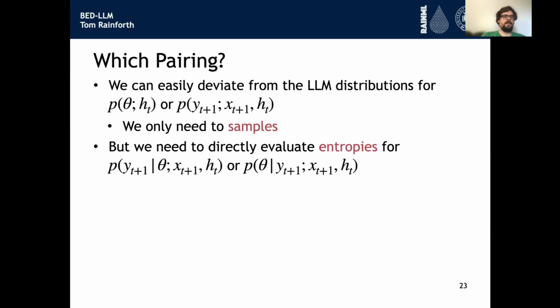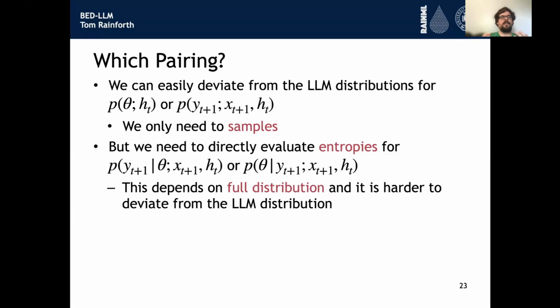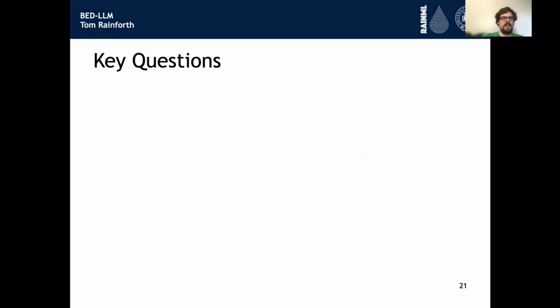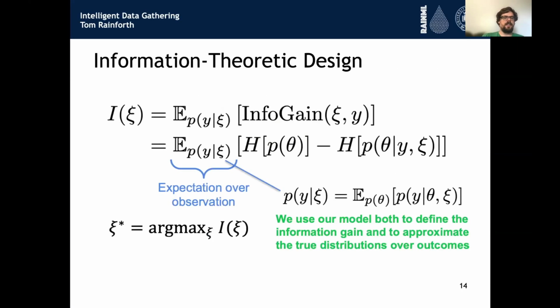There are lots of engineering algorithmic things we can do to shape the sampling distributions on those marginal distributions. But when it comes to those conditional distributions, we're not going to have the same flexibility, because for those we actually need to evaluate the entropies. And that means we're really going to utilize the full distribution when it comes to these conditional forms.